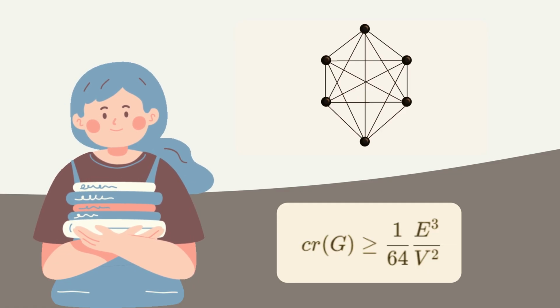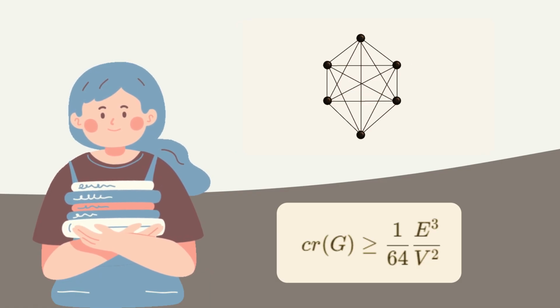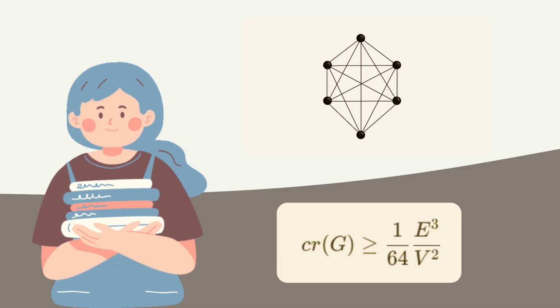This formula shows that the denser a graph is, the more edges it has relative to its vertices, the more the number of crossings will increase significantly.